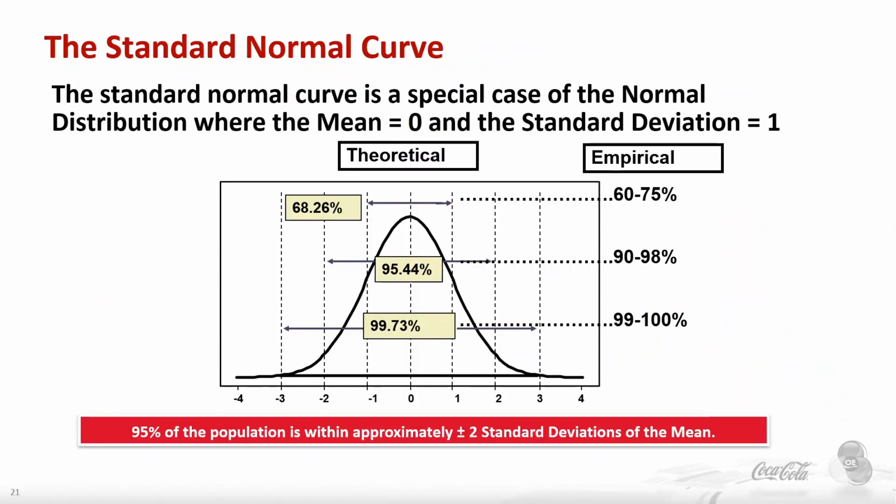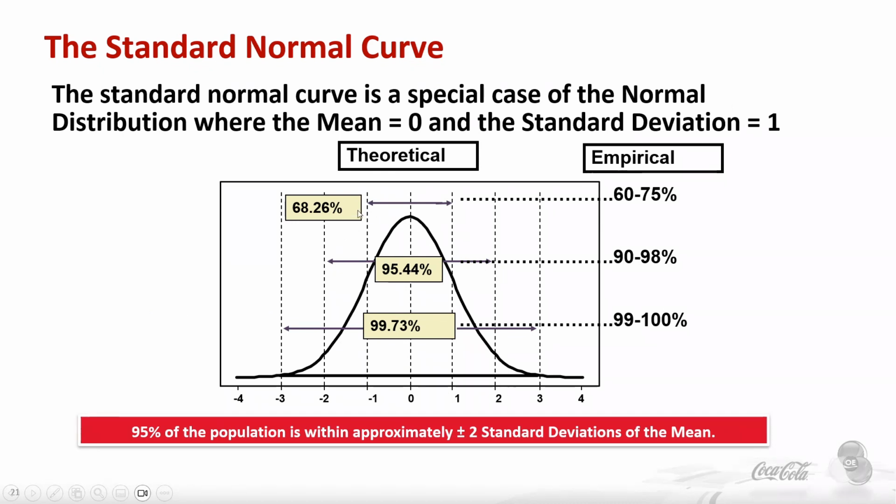So what is the standard normal curve? The standard normal curve is a special case of normal distribution where the mean is at 0 and the standard deviation is 1. This type of normal distribution is called the standard normal curve. In this graph you can see that the mean is in the middle and the data is on both sides.